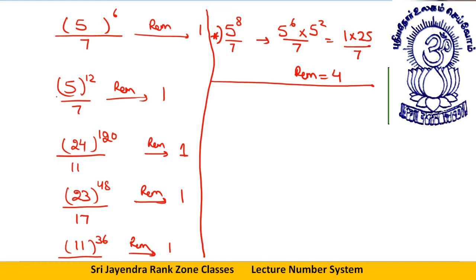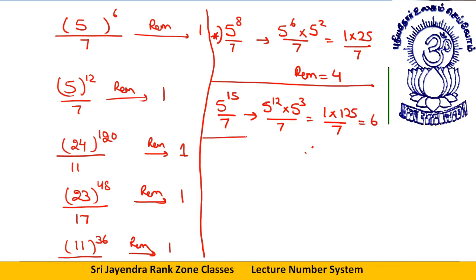On the same basis, suppose instead I take 5 raised to power 15 divided by 7. What will be the remainder? I'll write 5 raised to the power 12 into 5 raised to power 3 divided by 7. This becomes 1 into 125 divided by 7. I know 119 is divisible by 7, so 125 is 119 plus 6, and the remainder will be 6. Getting the logic, dear students? Let's move to the next one.